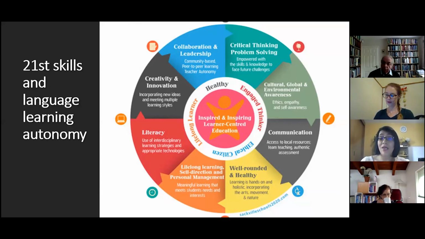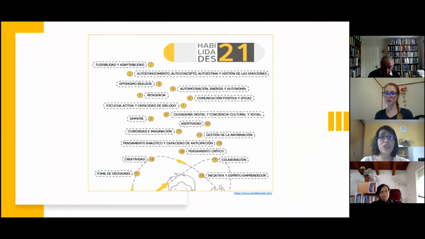We may say they are too many to develop, but I think it is possible. I just want to mention that Editorial Santillana from Spain has been working a lot on this development of the 21st century skills. And here I have a slide related to the work they have been doing. If you want, you can have a quick look at it, or I can share the presentation so that you can see it carefully.